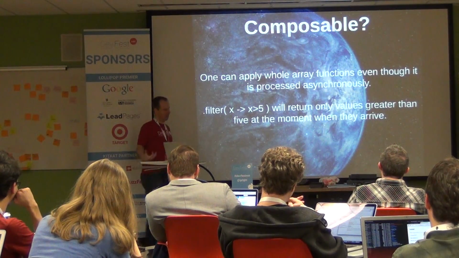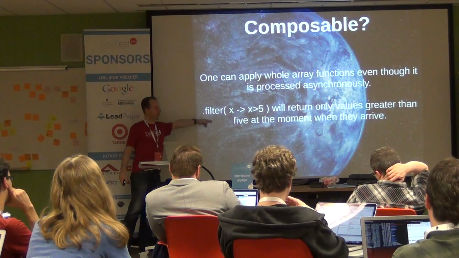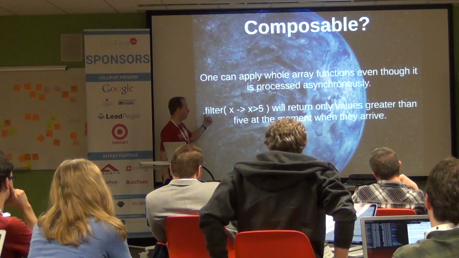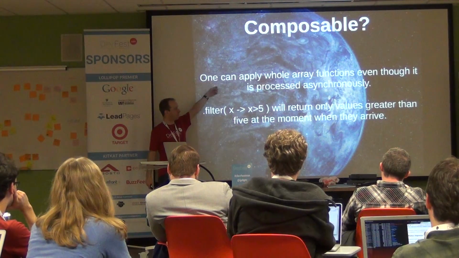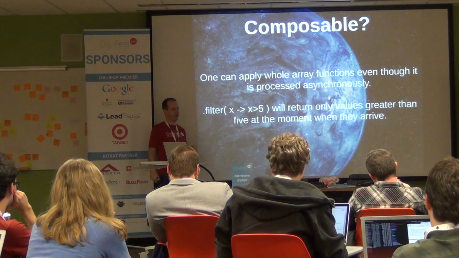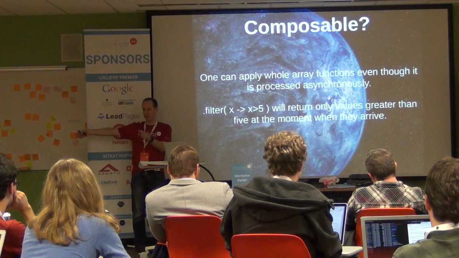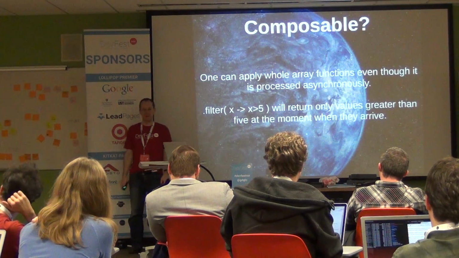Composable, what does that really mean? It means you can take a whole array of functions like this filter function here. Let's say I only want events where x is greater than 5. I can just chain this on the end of my sequence, and the same way you would with an array, you can do it with an observable. When the event arrives, if it's greater than 5, it continues down the chain. If it's not greater than 5, it doesn't go any further.